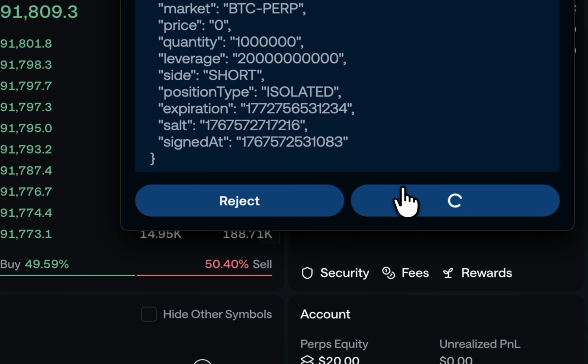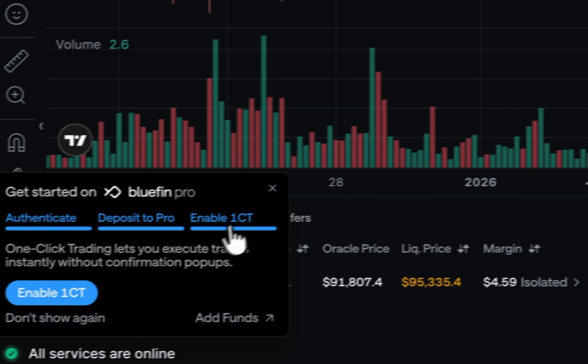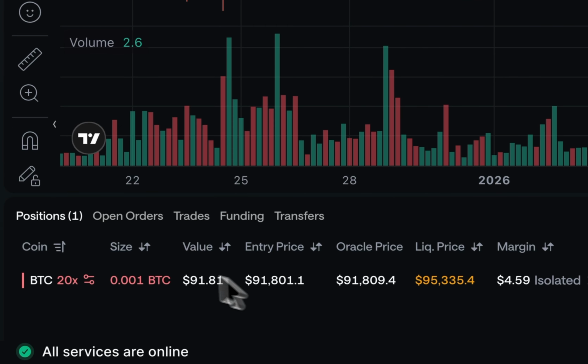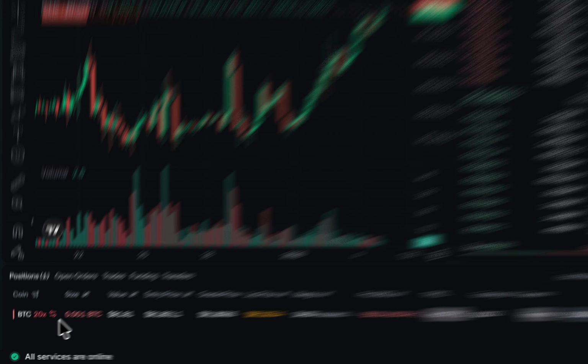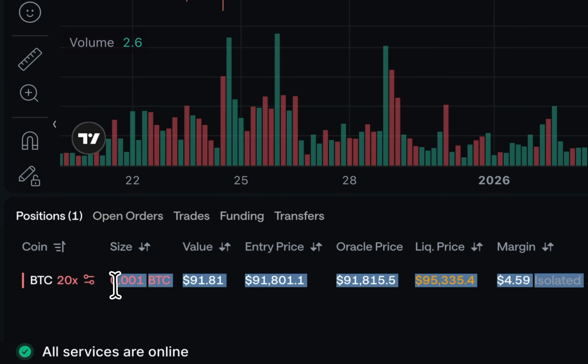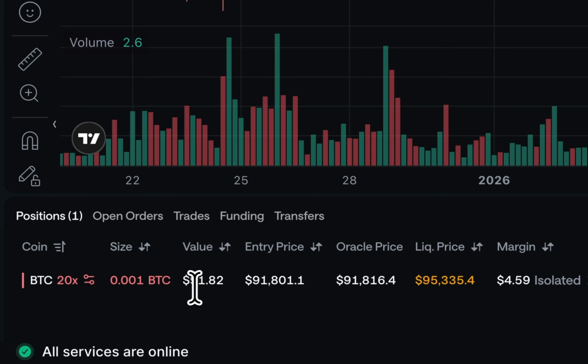So yeah, sign that transaction, and then we should get our order open. You can see that our order is open here. You can easily see some things about the order, right? So first thing you can see is the coin. You can see the size of our position, the value of the position, entry price, oracle price, liquidation price. Basically the price at which if Bitcoin or the coin gets to, you lose all your money.